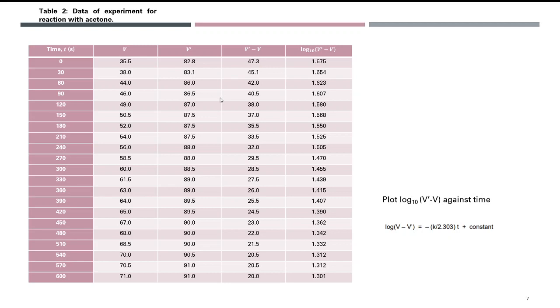Similarly, you have the data for the reaction with acetone, and you're going to plot this against time and use this equation to find the value of k, and then you just make comparison and discuss the results on the plots that you have. It's best to plot both plots on one graph, so that you can see much more clearly and make a better comparison.